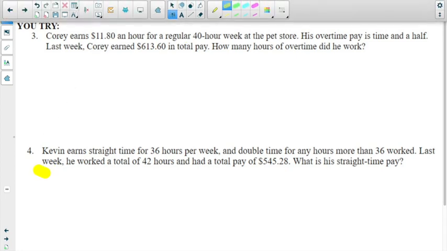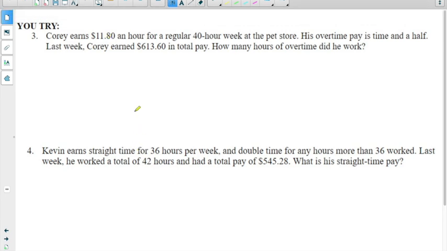So Corey earns $11.80 an hour for a regular 40-hour week. Okay, his overtime pay is time and a half. Last week he earned $613.60 in total pay. How many hours of overtime did he work? That is our task. How many hours? Okay, so remember, we can take our total pay.